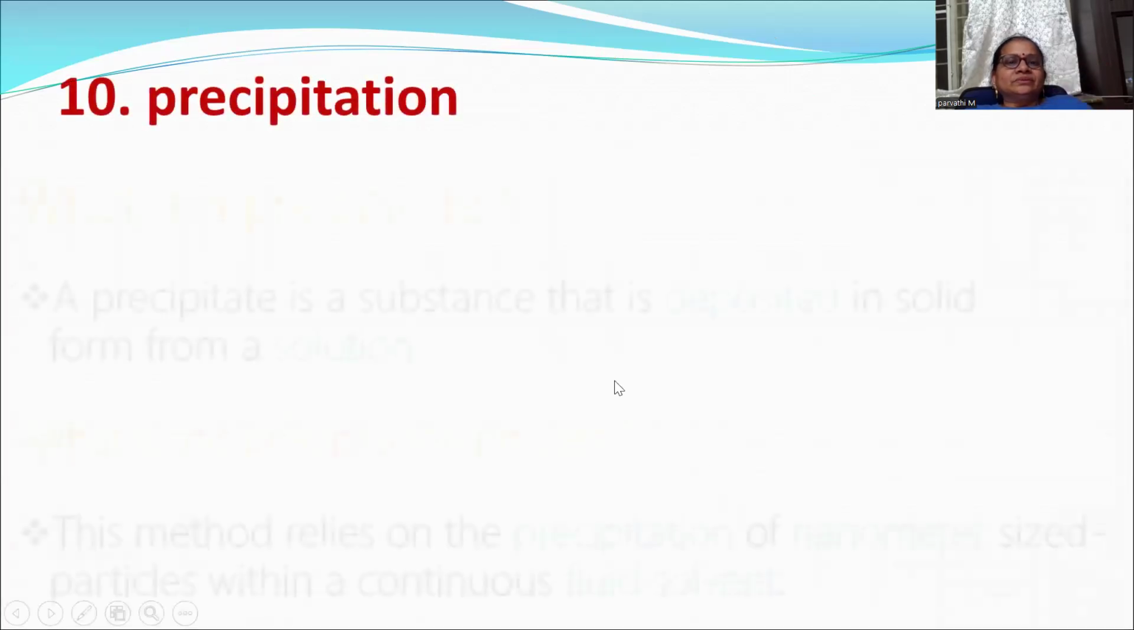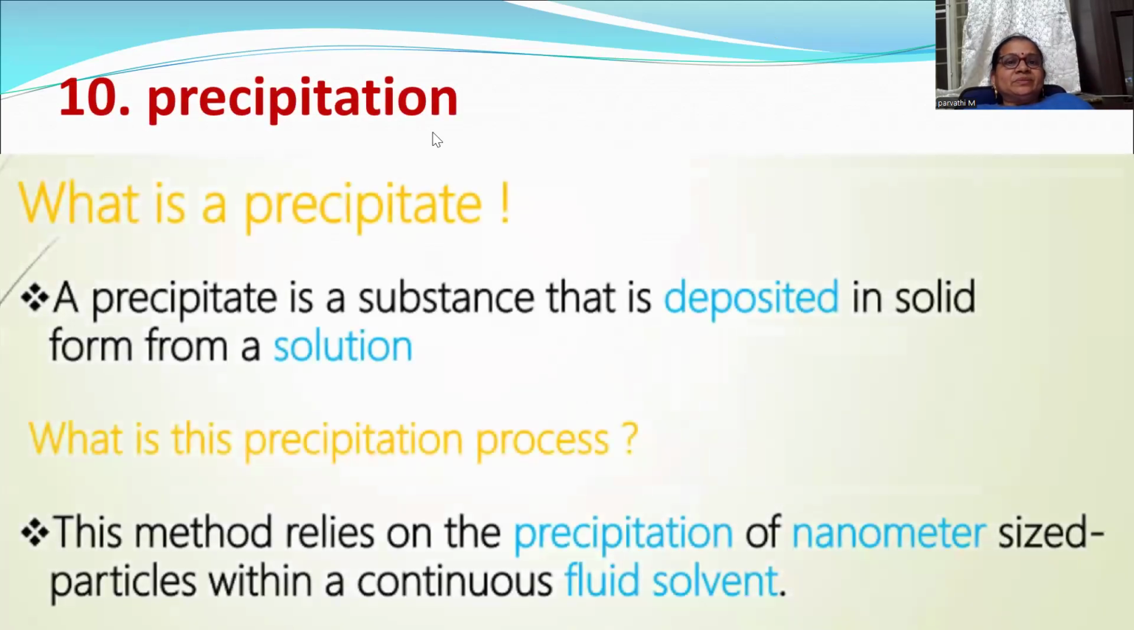Coming to the precipitate method, synthesis of nanoparticles based on the precipitate method. So, what is precipitation? Generally, you might have studied in your school life, precipitation in the sense of a deposited substance in a solid form from a solution. Everybody is aware of this. Precipitate means preparing a solution from the solid.